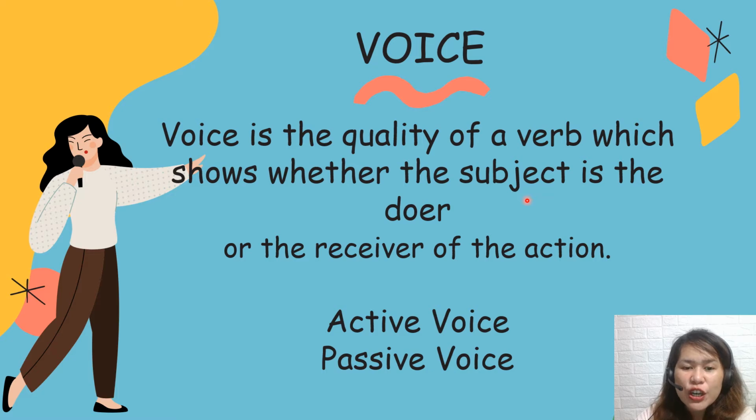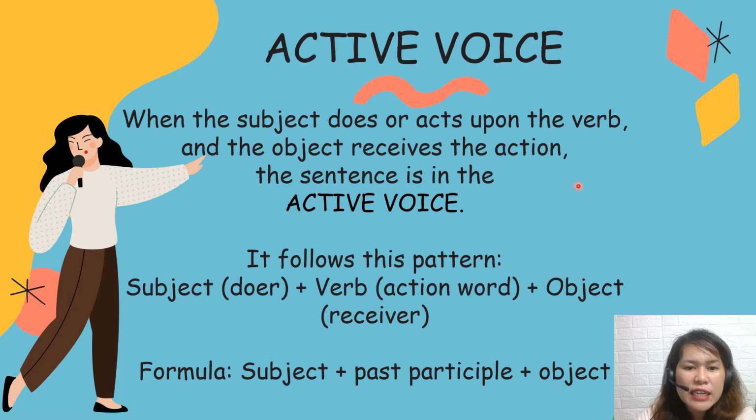Let us first define what a voice is. In English, voice is the quality of a verb which shows whether the subject is the doer or the receiver of the action. So in English, we have two kinds of voice: active voice and passive voice. Let us first study what an active voice is.